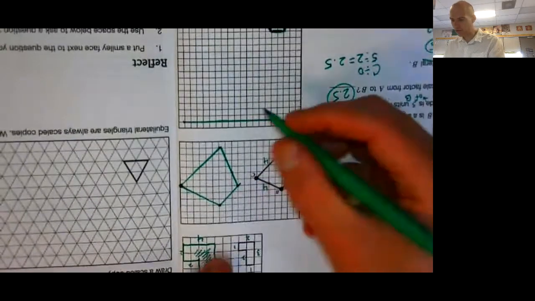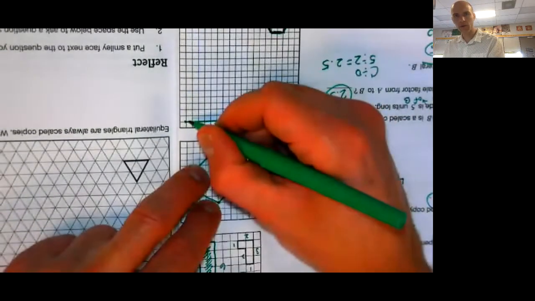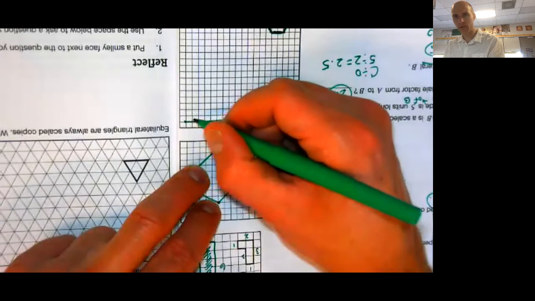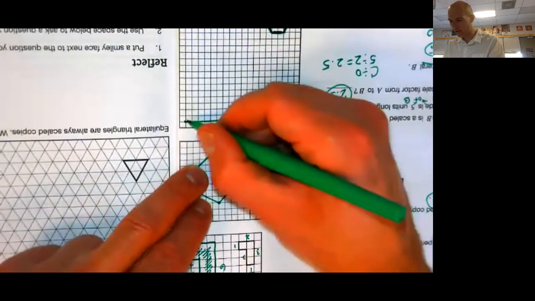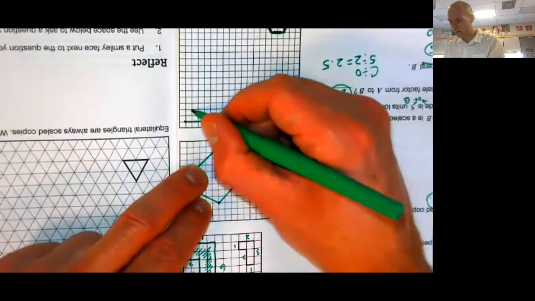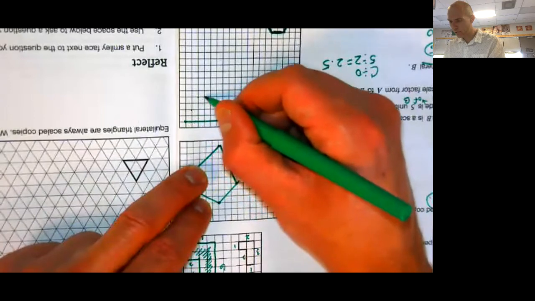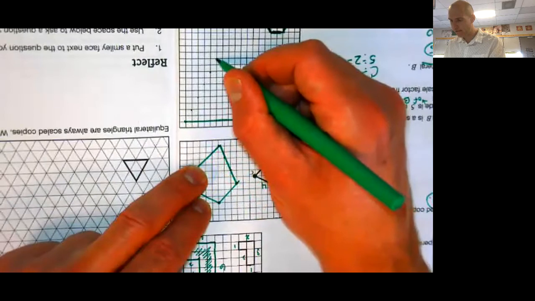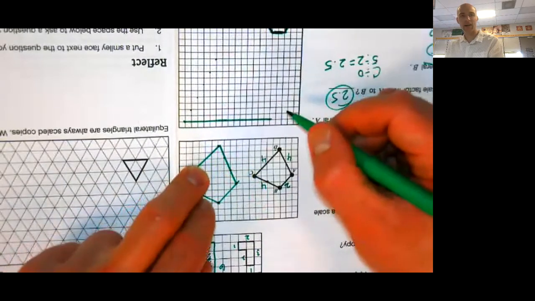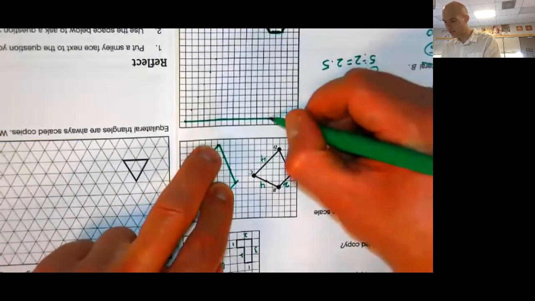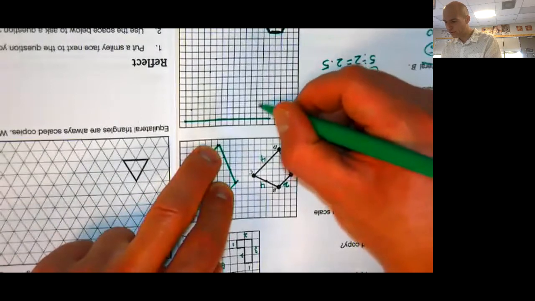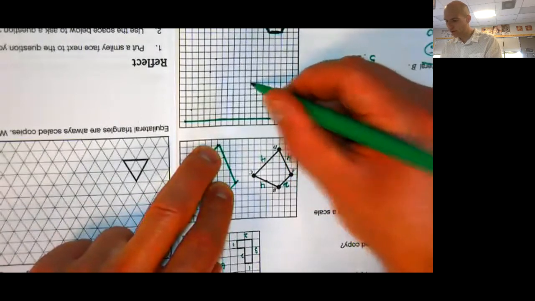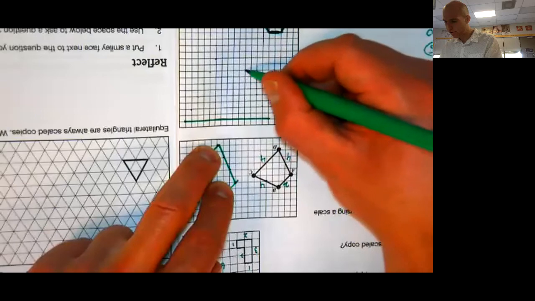So I'm gonna flip my paper back over and I'm gonna start in the corner and I'm gonna go over 1 up 2 5 times. So 1, 2, 3, 4, 5. And I'm gonna do the same thing on the other side because those sides are the same. So 1, 2, 3, 4, 5.